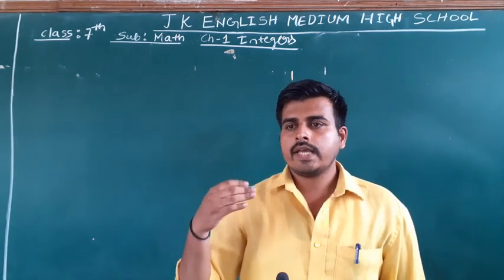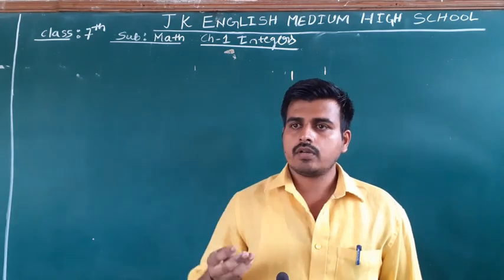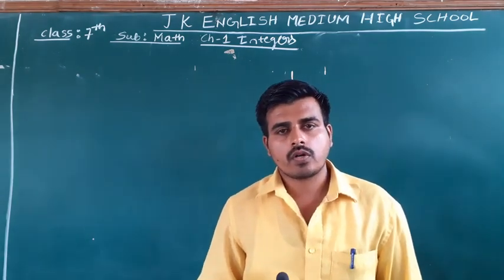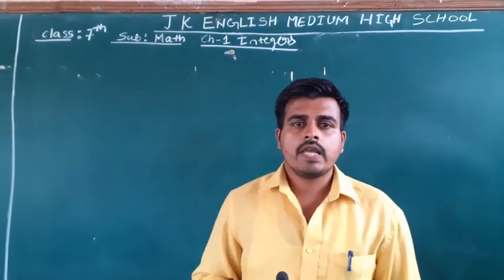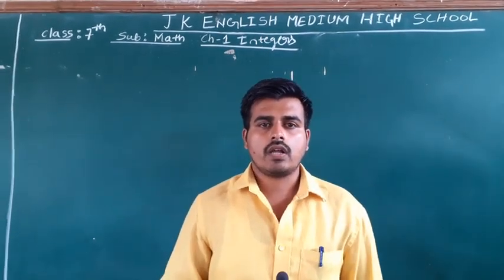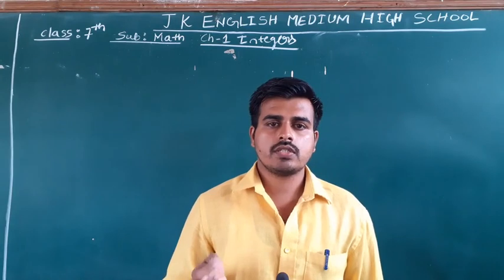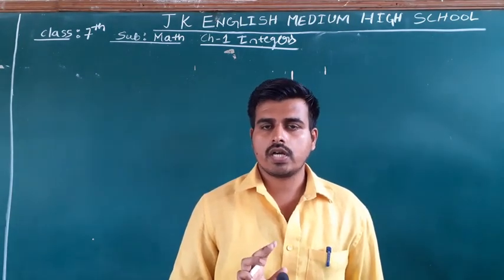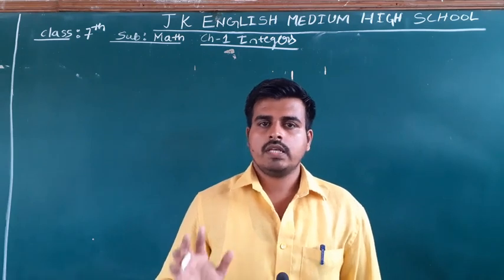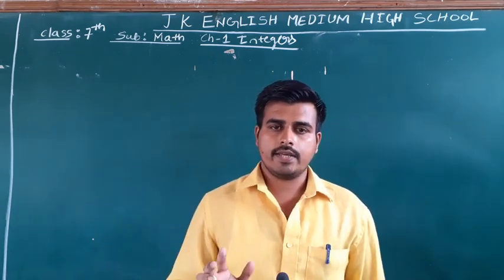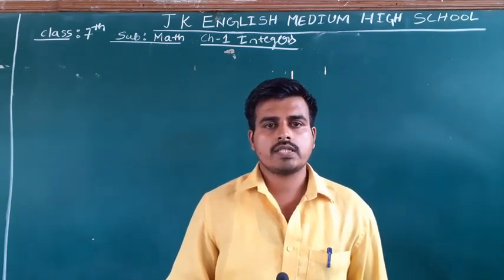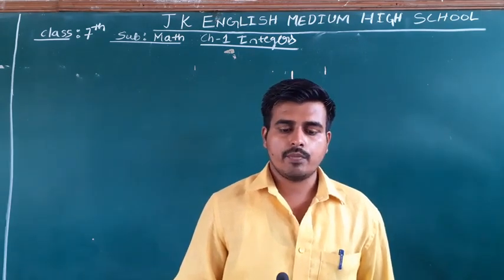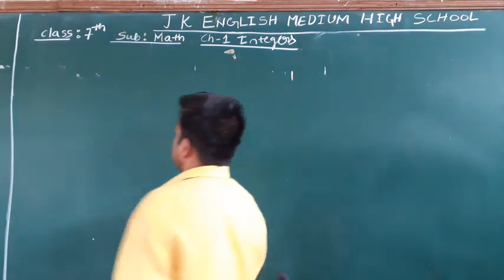Yesterday I covered the first property, that is closure property of integers, and what was our conclusion on that property? Integers are closed under addition, subtraction and multiplication, whereas integers are not closed under division. Okay, this is our conclusion yesterday. Today we are going to discuss the second property of integers, that is the commutative property of integers.